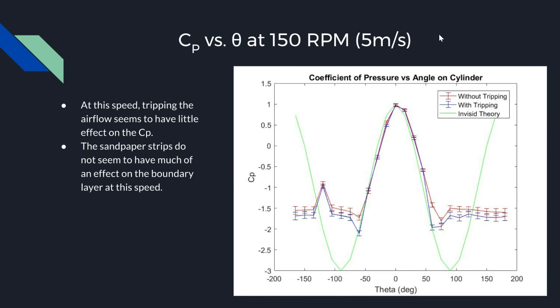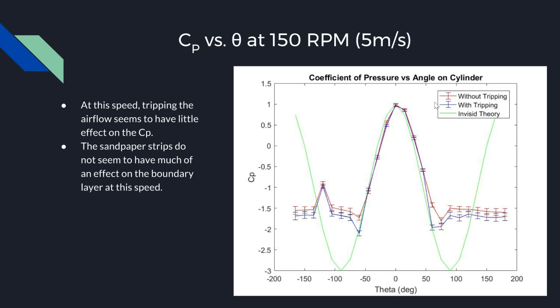So this is our actual data for 150 RPMs, which is about 5 meters per second. And we still have the green graph here, but we've added the blue and red graph. So the red is just the smooth cylinder before we put on the strips. So we're assuming that this is laminar flow. And as you can see, it follows the inviscid flow theory pretty well until about 60 degrees plus or minus, and then it kind of settles off around negative 1.5. So that means that we're getting separation at that time, and that's what's causing the drag on our cylinder.